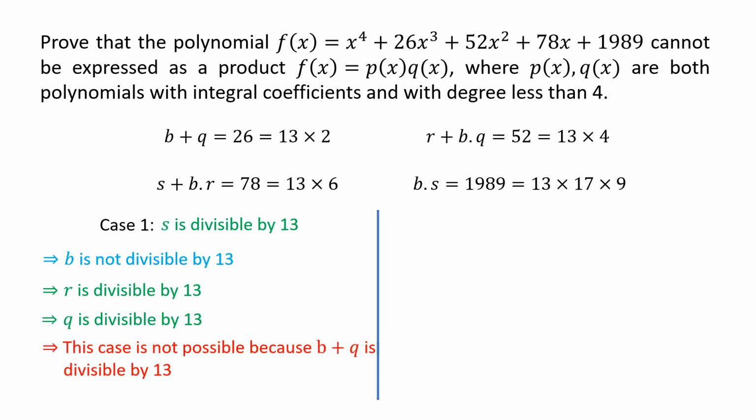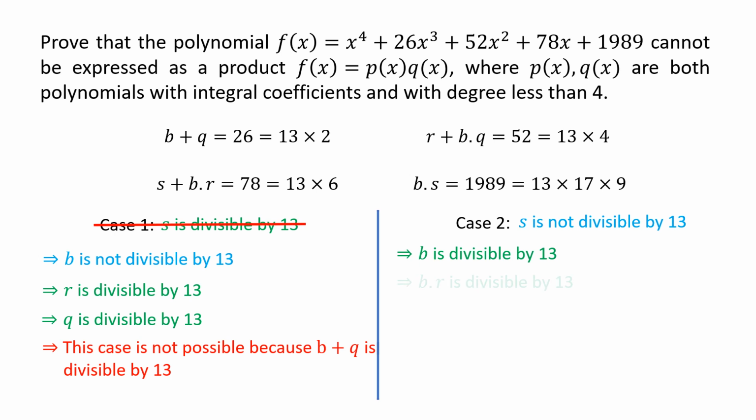This is not possible. This proves that our assumption that S is divisible by 13 is wrong. Now let's move to case number 2 and analyze the case where S is not divisible by 13. We can deduce that B has to be divisible by 13. This is because B times S is 1989 and that is a multiple of 13. We have already assumed that S is not divisible by 13, so that means that B has to be.